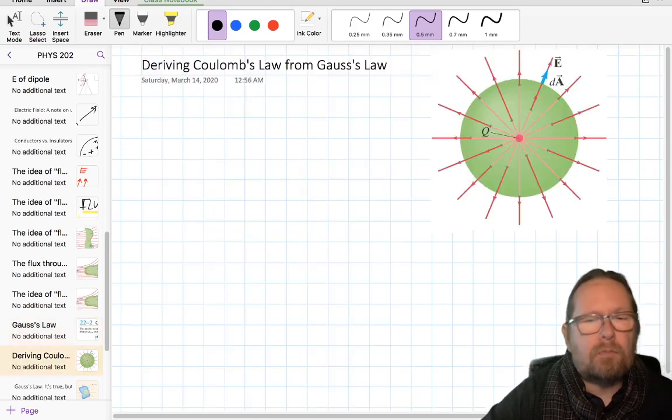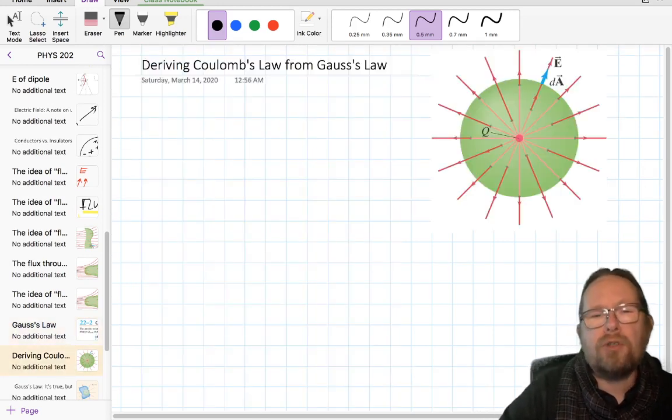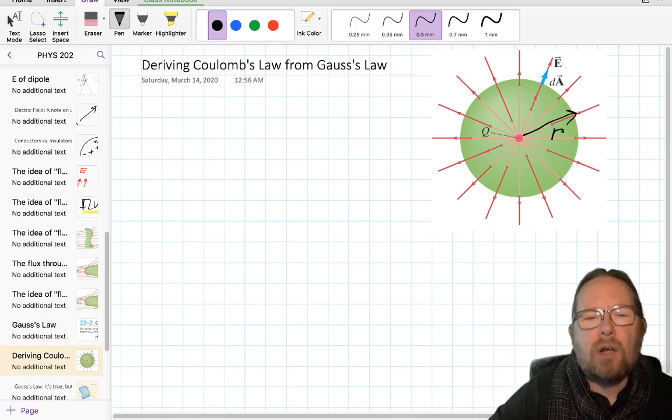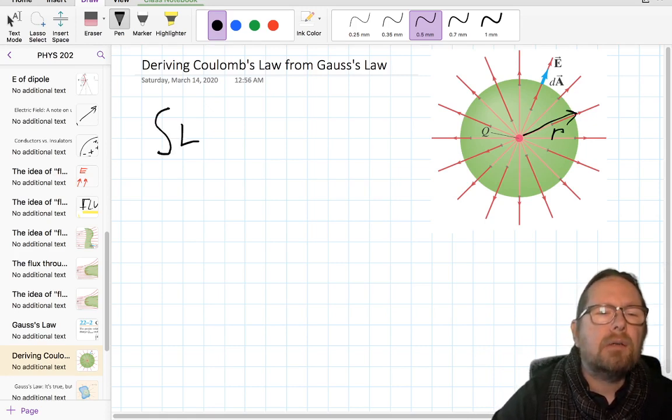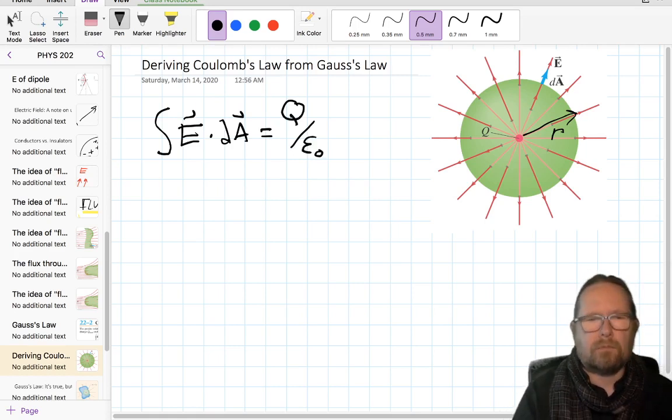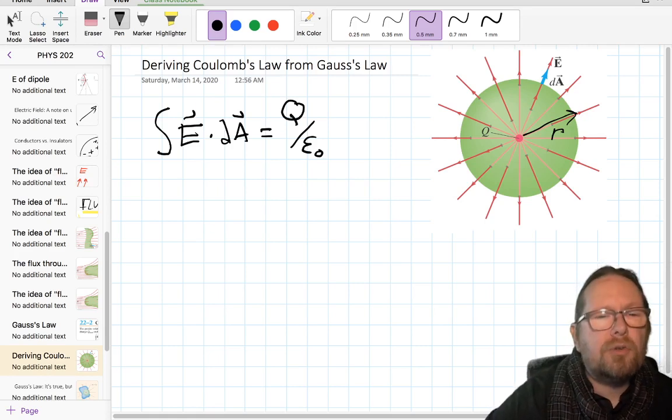For example, let's look at just a point charge at the origin, charge Q, surrounded by a sphere of radius r. And let's write down Gauss's law for the surface of that sphere. What is the integral of E, the electric field, dot dA over the surface of that sphere? Well, Gauss's law says it's Q, the charge enclosed by the sphere, divided by epsilon naught. Okay? Let's see if we can actually do this integral, though.